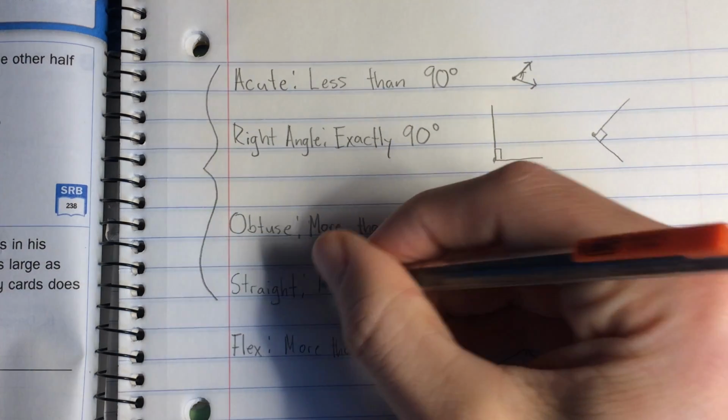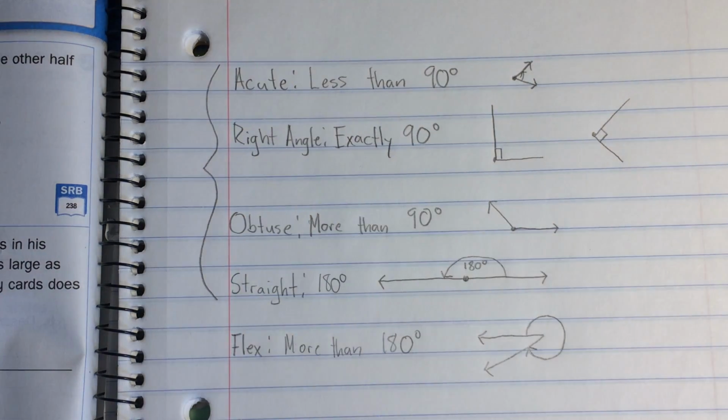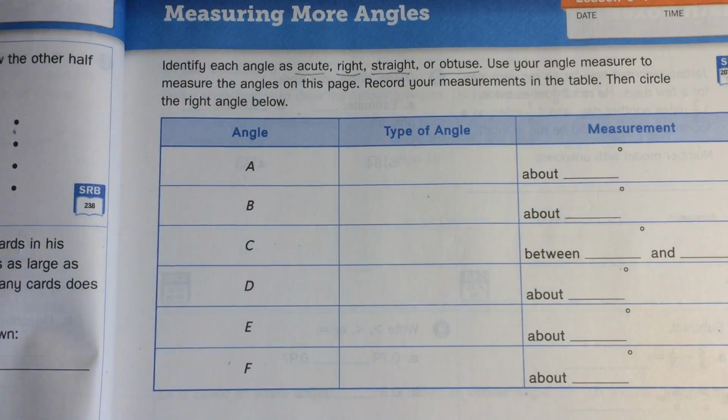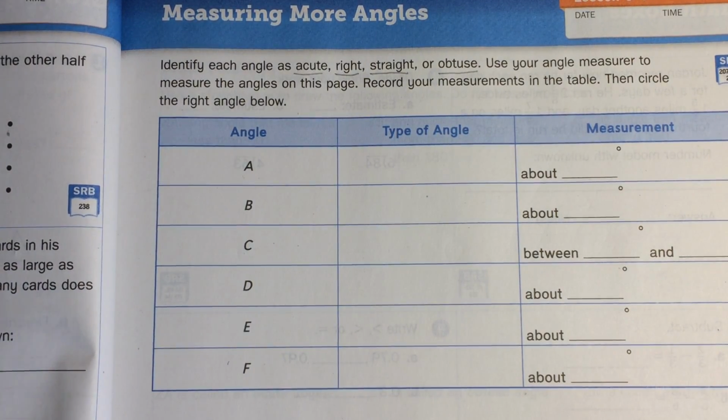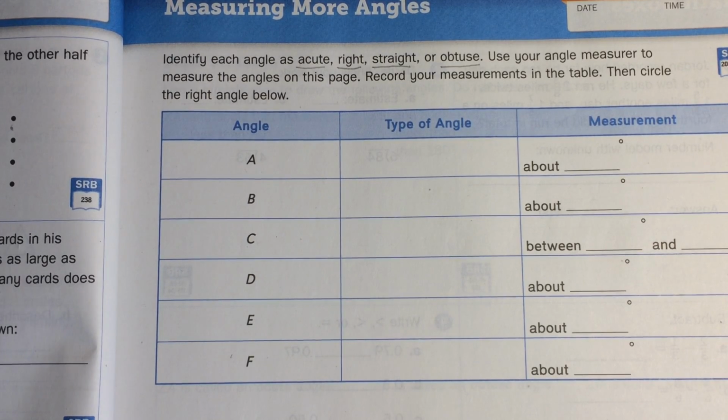Come back over and let me identify that 180 degrees right on the dot. Okay, so we're going to identify each angle and then we're going to measure them.